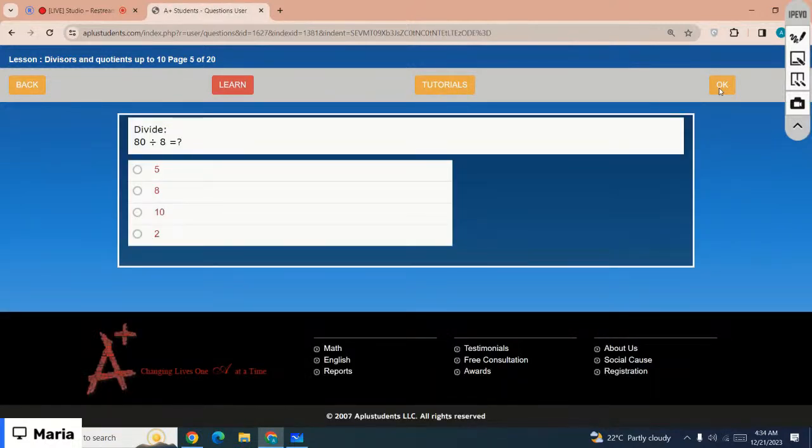Okay, 80 divided by 8. Now you have to count 8 until 80. So 8 times what number is 80? 8 times 10 is 80. The correct option is 10.